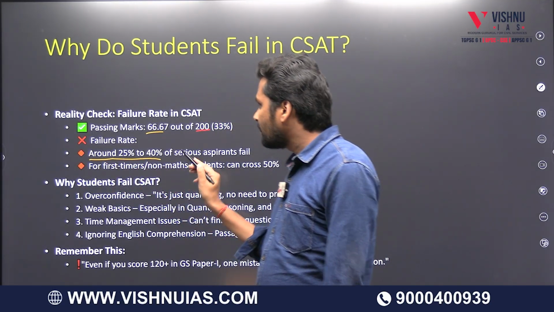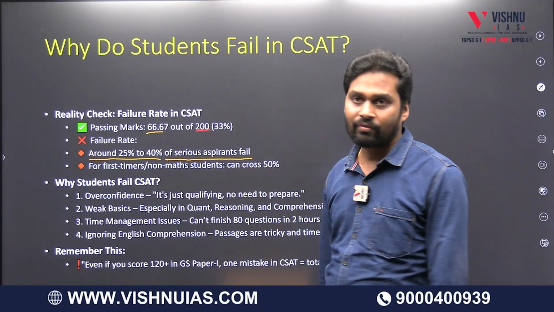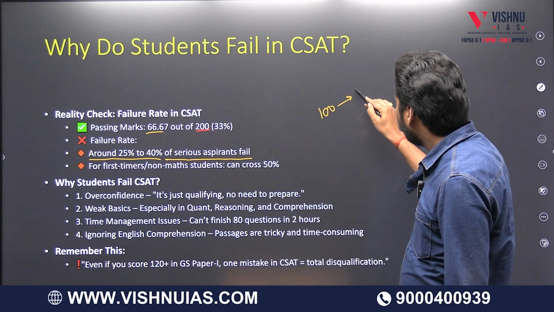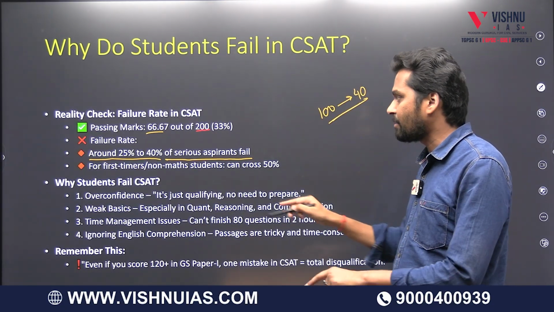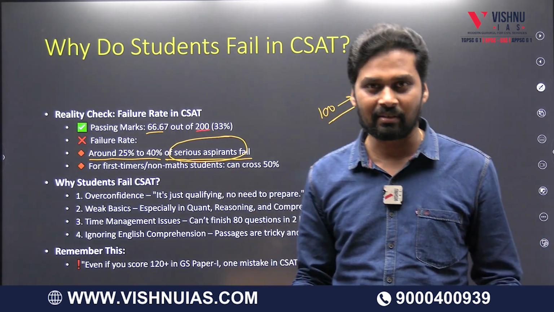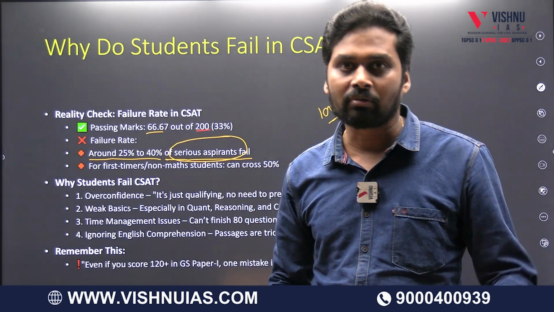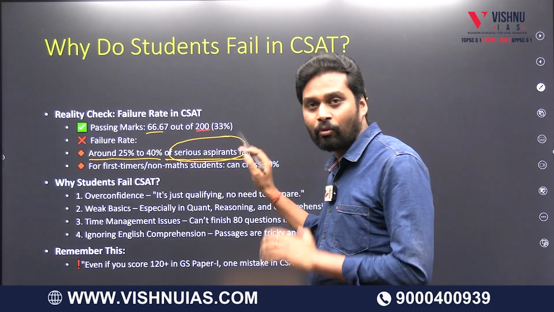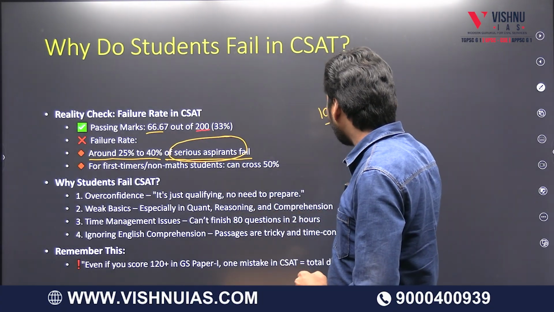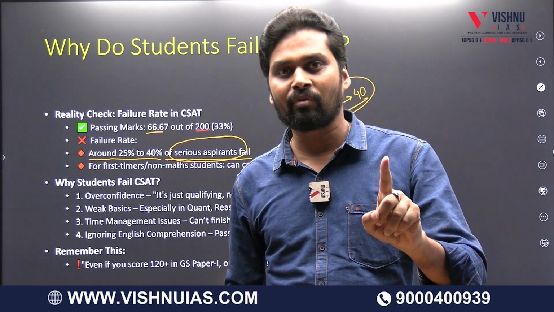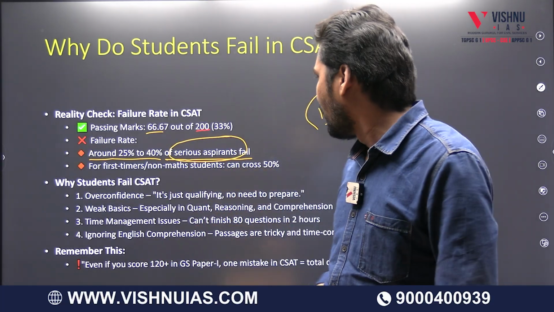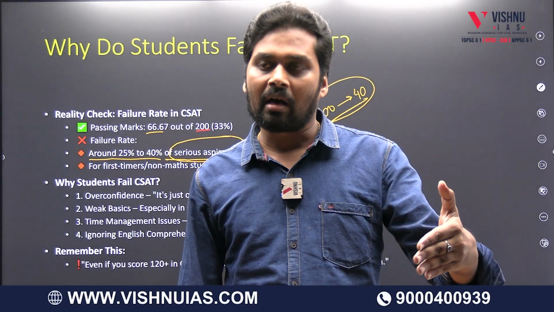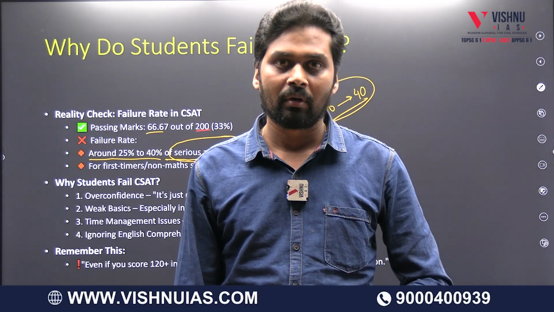Around 25% to 40% of serious aspirants fail. Which means that in the recent trend, out of every 100 serious aspirants, 40 fail. And I'm not talking about the normal aspirants, the time pass students. Those who are very serious about this UPSC, 40%, which means that out of every 100 serious aspirants, 40 aspirants fail in CSAT. And I have seen many students who are exceptionally good at paper 1 unable to clear this paper 2. What is the reason?